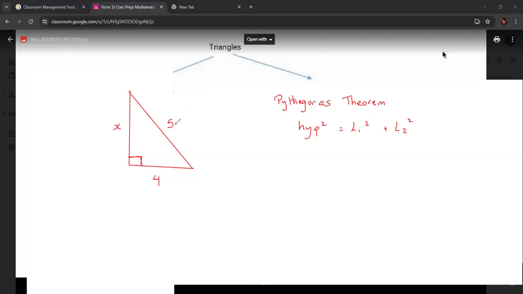Hypotenuse, that's going to be 5. So 5 is going to go under the hypotenuse. Remember, the hypotenuse is always opposite the right angle, so it goes under that in the formula. And then it doesn't matter which one is L1 and L2. So I'll have x squared plus 4 squared. Now our goal is to find the unknown x.